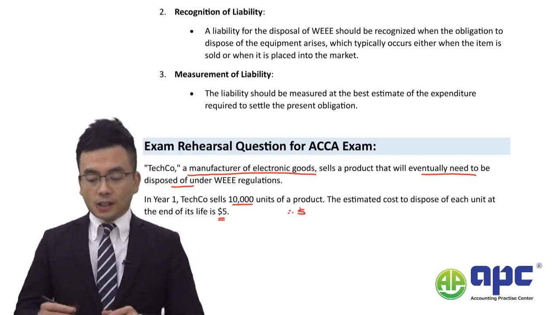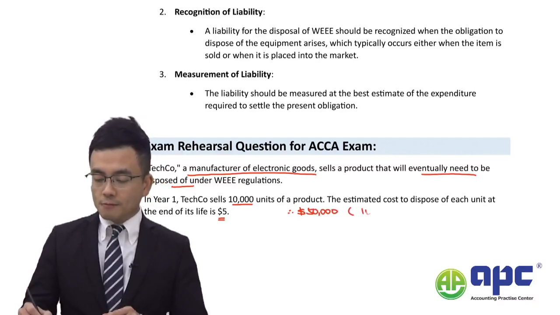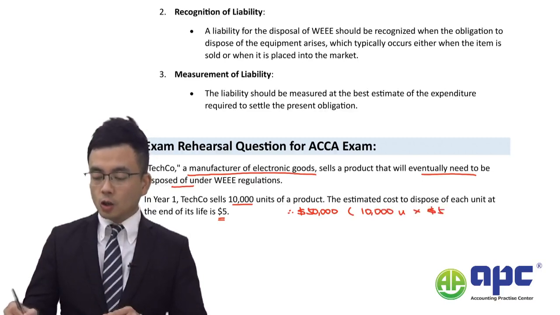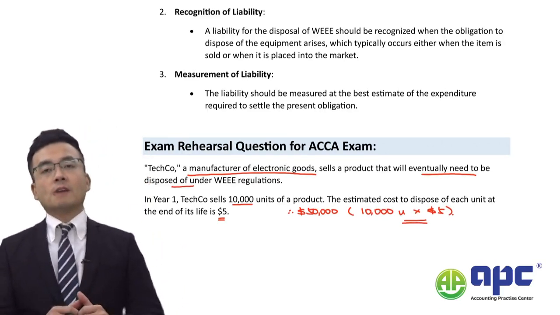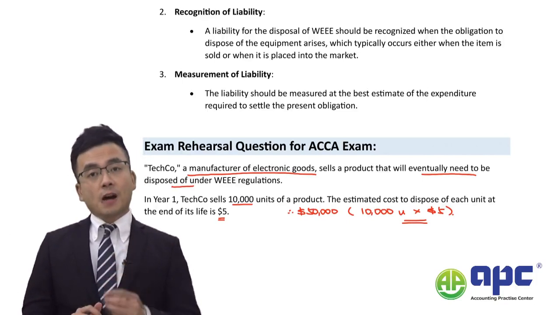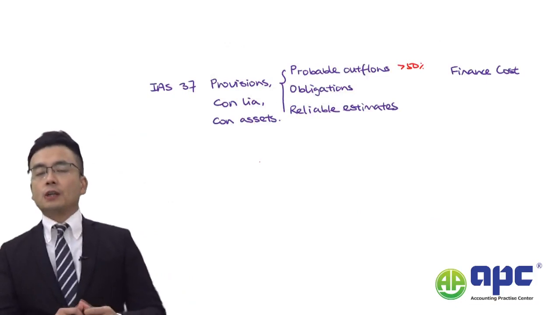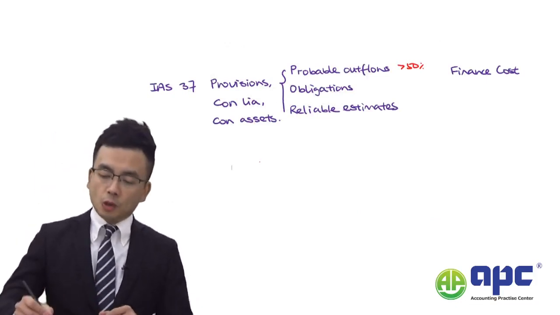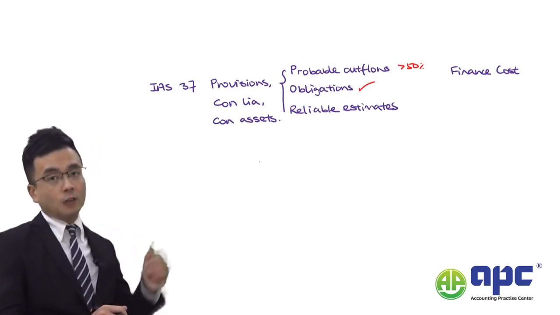So if that's the case, we'll estimate to spend $50,000, because for 10,000 units, we'll need to incur costs of $5 each to get rid of those per the environmental law. So the best estimate will be $50,000, and this is according to the laws and regulation requirement. So this means that we've got a present obligation per IAS number 37, provision accounting.